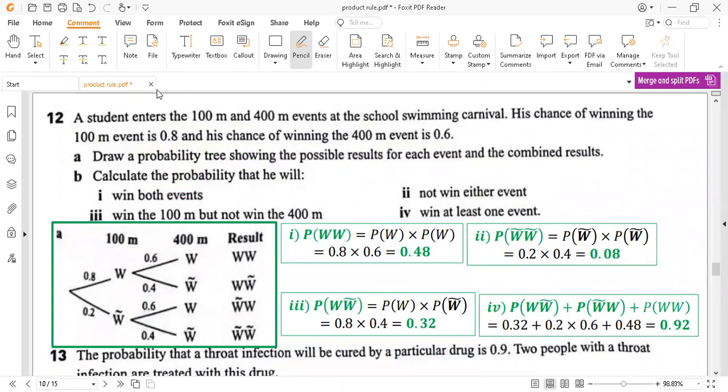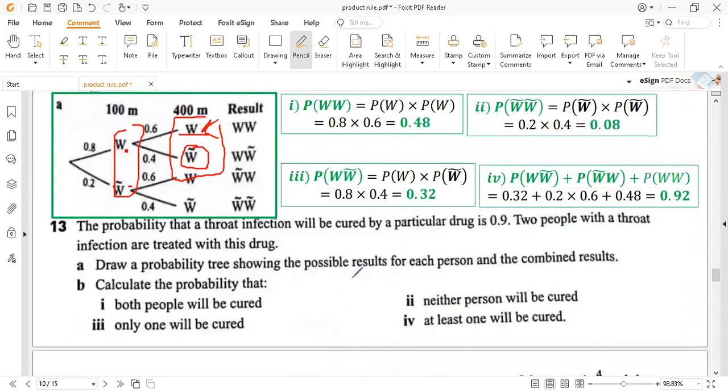Sometimes they talk about, for example, winning. So what is the chance of winning? What are the outcomes of this event, winning or not winning? The symbol here for winning is W, and not winning is W tilde, or we can say W bar, or the complement of W. Each result would be win or not win, and then we complete in the same way that we explained before.